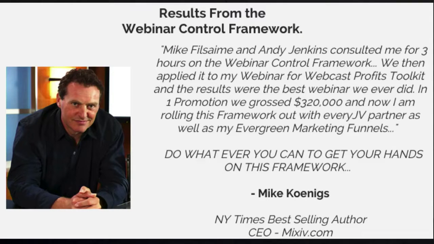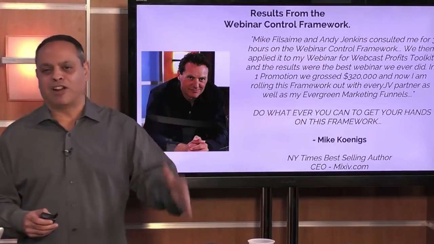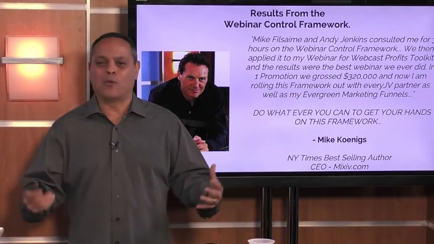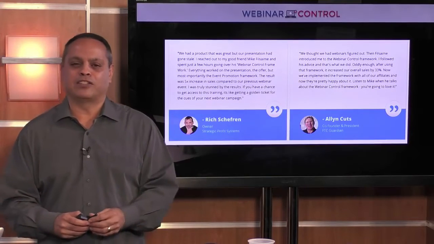Here's what Mike Koenig said to us recently for a promotion he did last year. Mike and Andy consulted me for 3 hours on the webinar control framework. We then applied it to my webinar for webcast profit toolkits, and the results were the best webinar we ever did. One promotion grossed $320,000, and now I'm rolling this framework out with every JV partner as well as my evergreen funnels. Do whatever you can to get your hands on this framework. We just did it again for consultant profits. Mike had a record-breaking $100 EPC. The thing that Mike is saying now is, I've got to get more JV partners, and that's what we're working on because it's just absolutely fantastic.